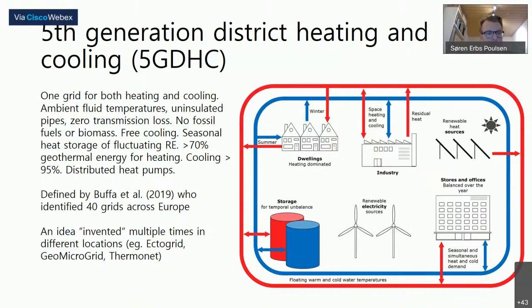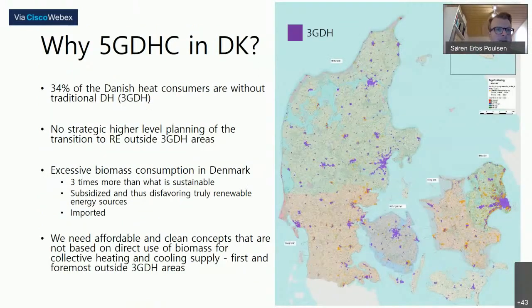There's a definition by Buffa et al. who defines 5G, and he identifies 40 grids across Europe. And this idea of 5G seems to have been invented multiple times, independently, in different locations. There's E.ON's ectogrid, for instance, in Sweden. There's Geo microgrids in the US, and there's Thermonet in Denmark. So different names for the same thing. So why is 5G relevant in Denmark?